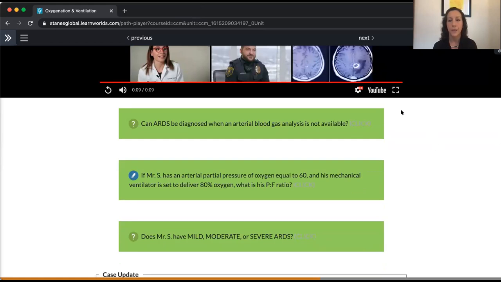ABG. How do you measure the FiO2? Very good question. Can the rest of the audience determine how to measure FiO2? How would you measure FiO2? We've actually already answered this question. The fraction of inspired oxygen on room air is what? 21%.